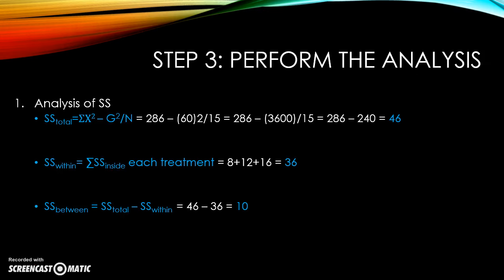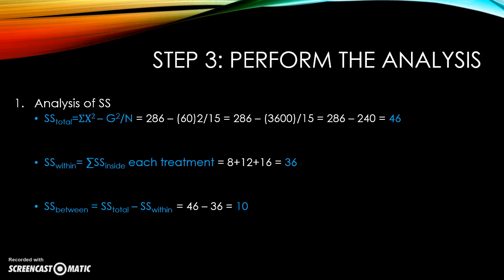Moving on, step 3 would be to perform the actual analysis. We will have to start with sum of squares. Once again, I highlighted the equations in blue. We'll be finding SS total, SS within, and SS between, SS referring to sum of squares. For SS total, we take the sum of x squared, which was given to you on the data slide, minus G squared, also given, divided by N, which was also given. So take those numbers, plug them in, and you get 46.